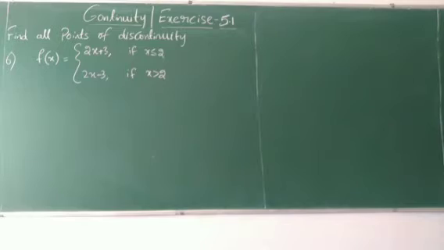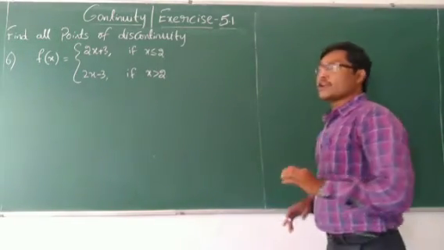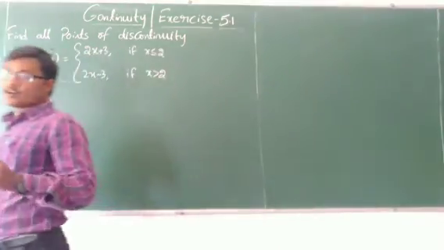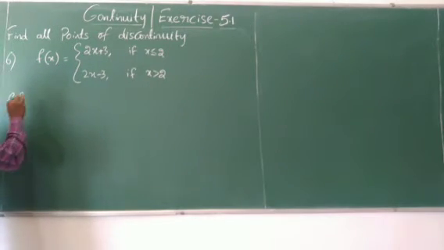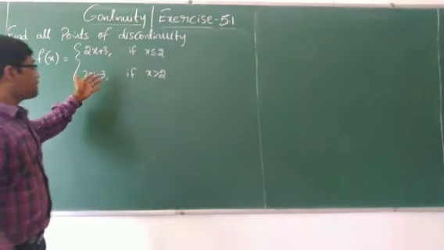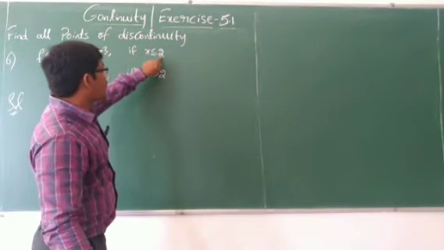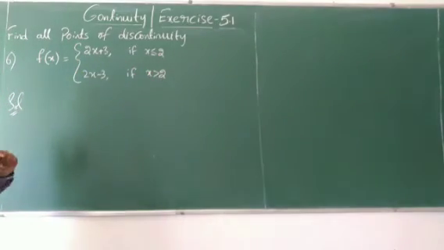This is our next question. Find all points of discontinuity. You have to find only those points where the function is not continuous. So again, if you look at the question, you have less than and greater than at point 2. So at 2 we will find the left hand and right hand limit.